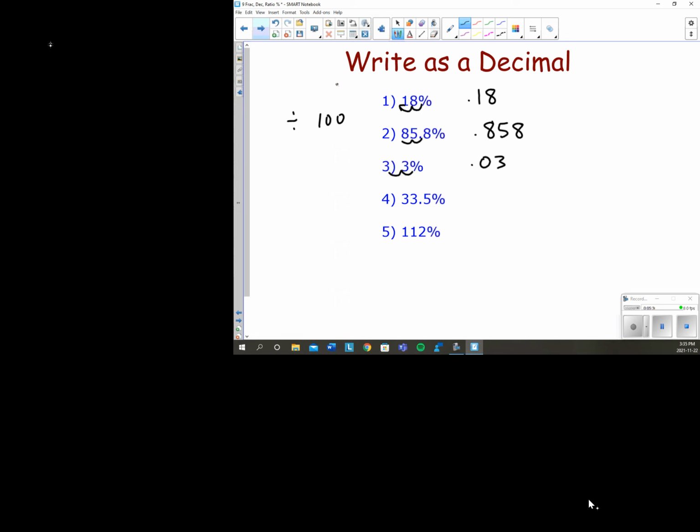33.5%, you want to make a decimal out of that. Move the decimal over 2 places to the left, and you now have a decimal 0.335. And finally, 112%, if you want to create a decimal out of that, again, move the decimal over from here to there, and it's 1.12, which means you have more than 100%. You've got all of it plus 12 more percent.